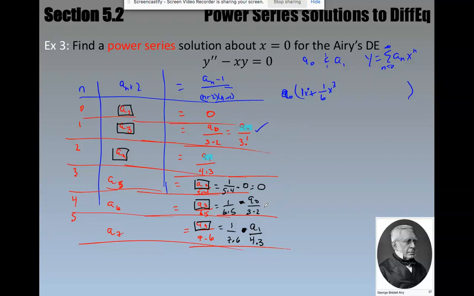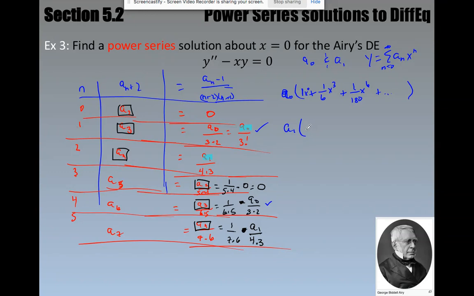Do I have another a sub 0? Oh, yep, down here. What is that? 30 times 6. 180. X to the what? What term would this be? Dot, dot, dot. And how about my a sub 1s?